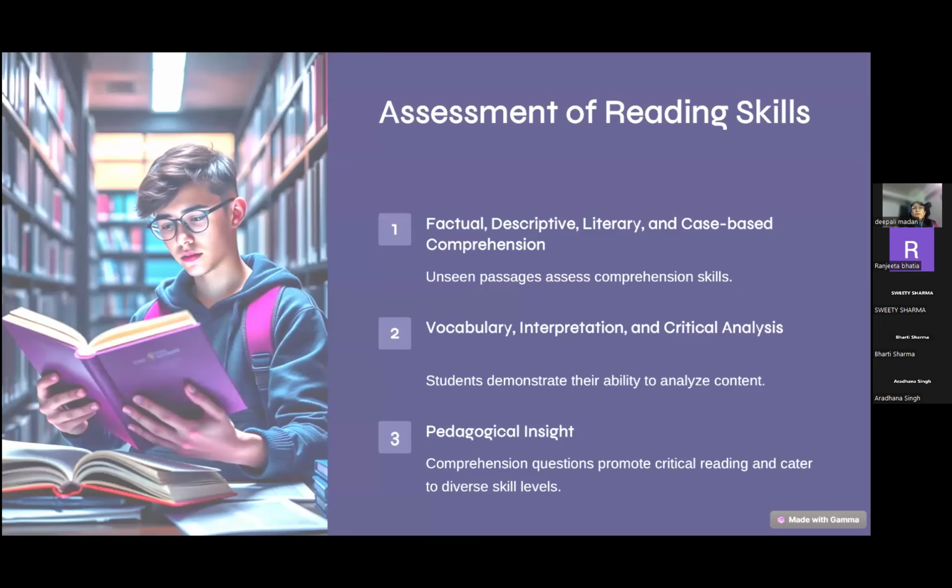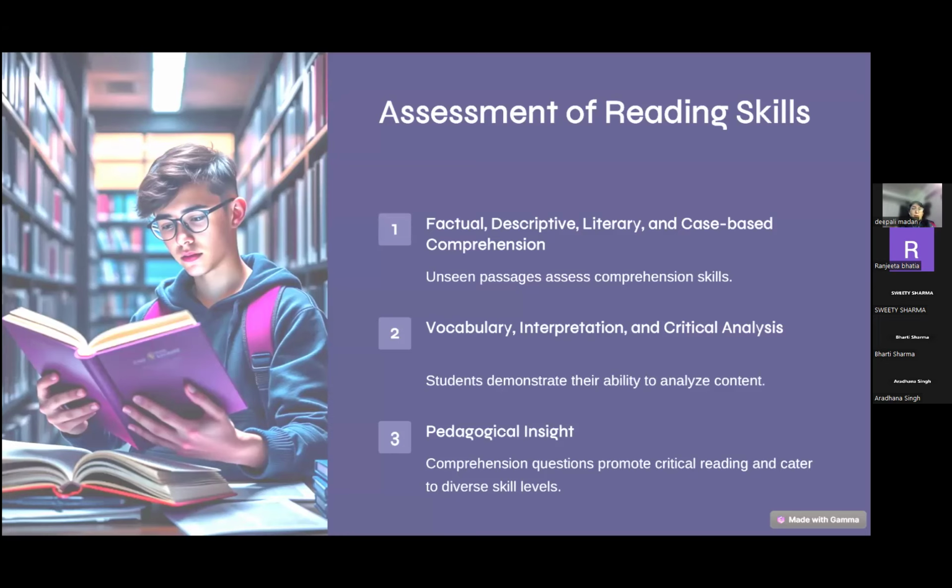So now we move to the assessment of reading skills again. Reading skills, which is the first section of our question paper. Reading skill comprises, like I said, various different kinds of reading comprehension. It may be factual, it may be descriptive, it may be literary, and one case-based question is always there.